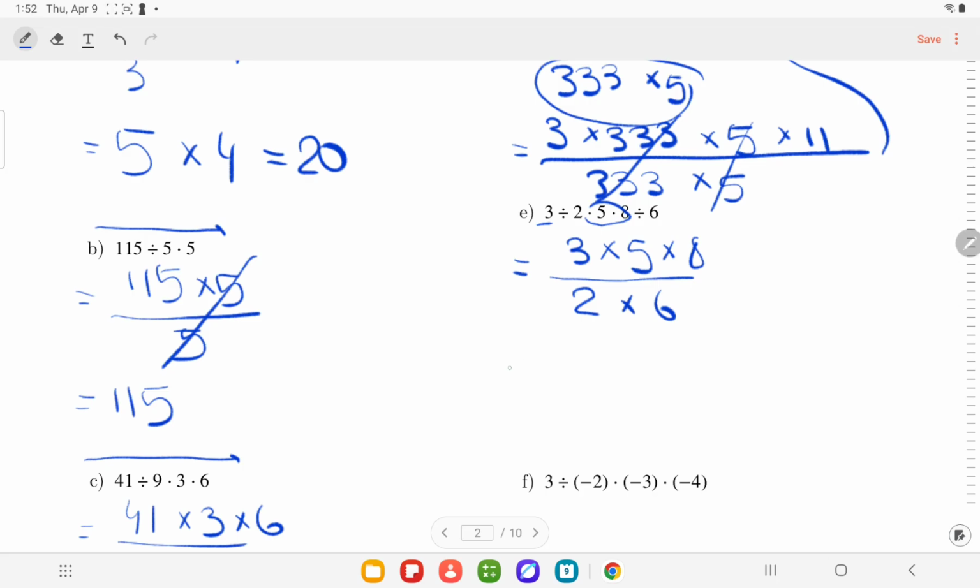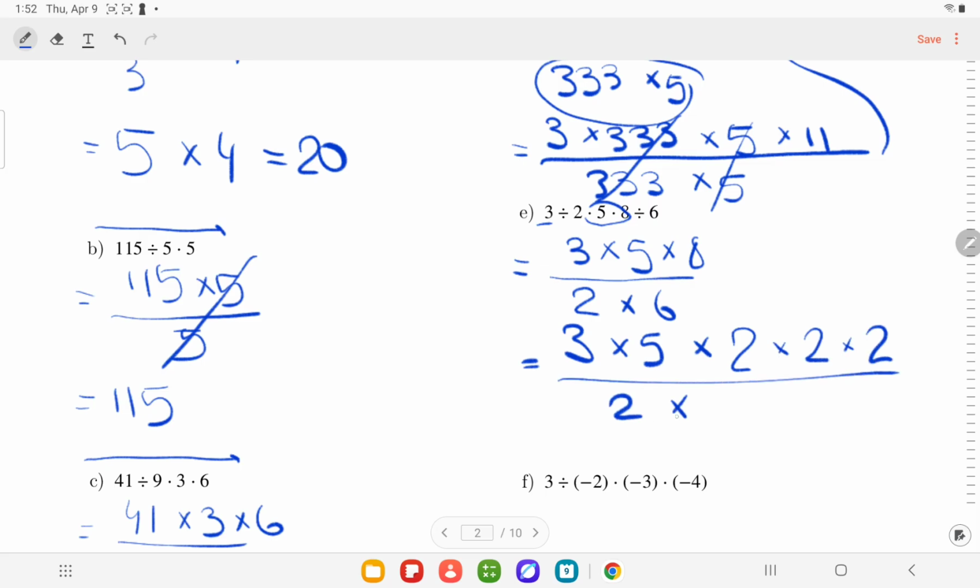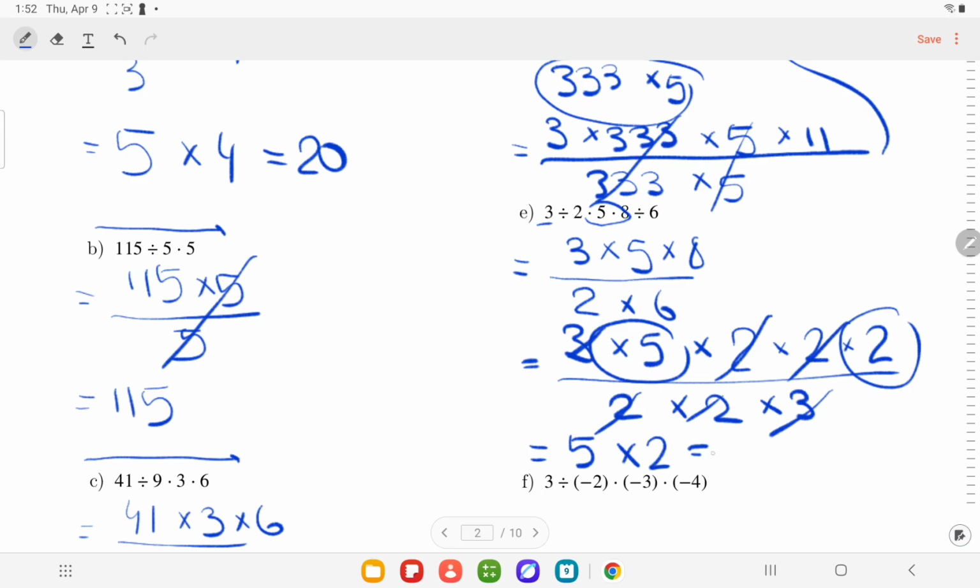And then we can split these a little bit more. So 3 and 5 will stay the same, but 8 is the same thing as 2 times 2 times 2. And 6 is the same as 2 times 3. And so the 3's will cancel out, and so will these 2's. And we're left with 5 times 2, which is 10.